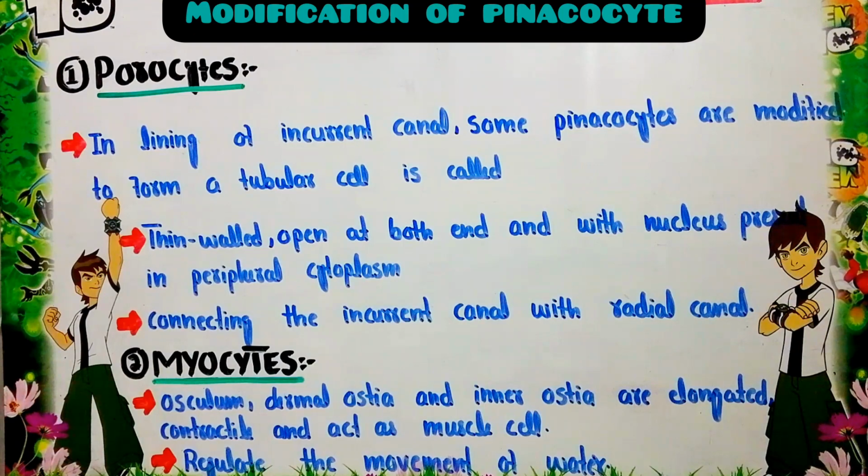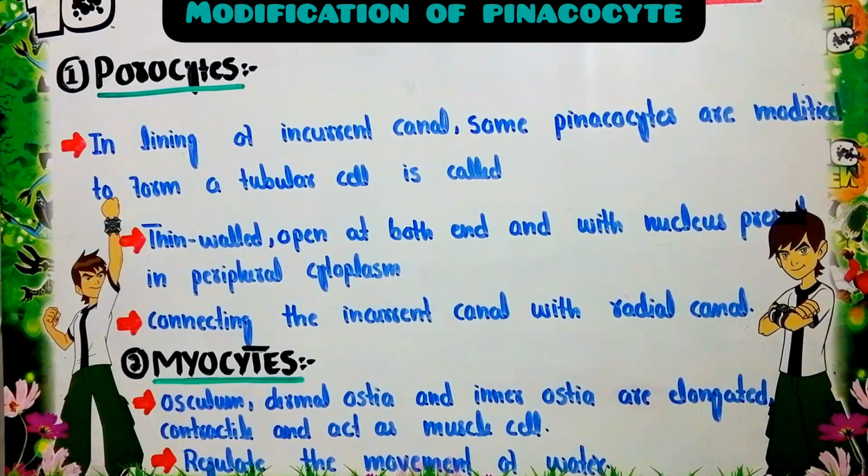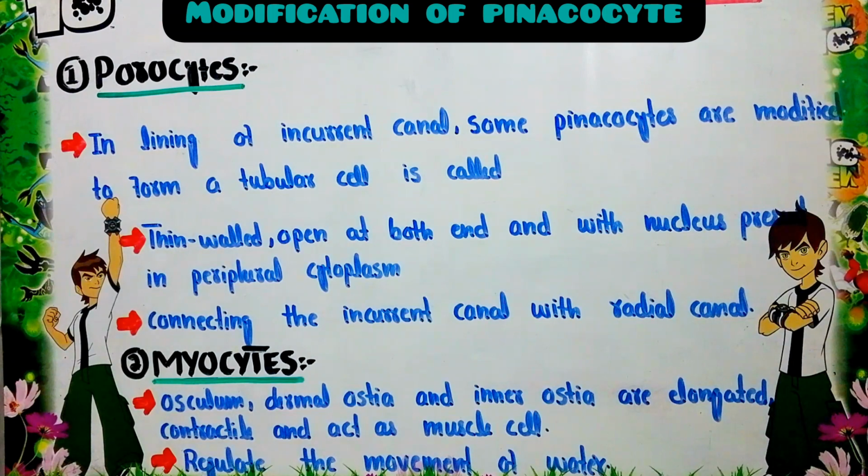The first one is that it is thin-walled. The second is that both ends of this cell are open, while the nucleus is present at the side of the cytoplasm, that is, at the periphery. Now, what is the function of this porocyte cell? This porocyte cell is open at both ends. Mainly this porocyte cell plays an important role in the connection of the radial canal and the incurrent canal.